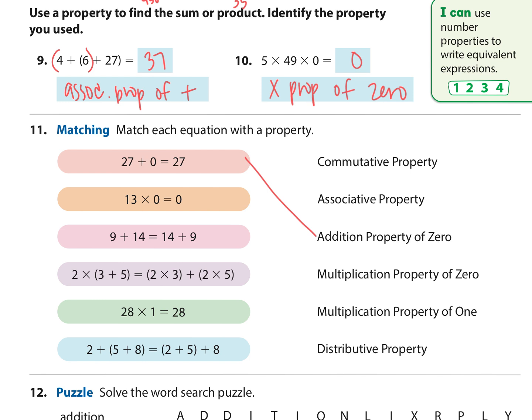Okay, 13 times 0 equals 0. What is that? Good. Multiplication property of 0. What about 9 plus 14 is equal to 14 plus 9? What is that? Commutative property. Good. What about this next one? It's either associative or distributive. What is it? Very good. 28 times 1? Multiplication property of 1. Bingo. And then the last one? Very good. Okay, y'all are just rocking this. Awesome. Moving right along.